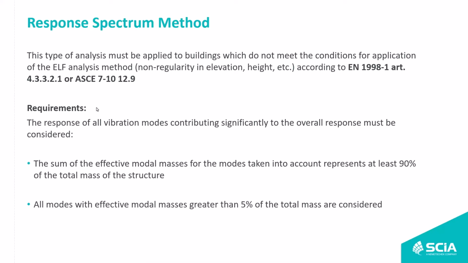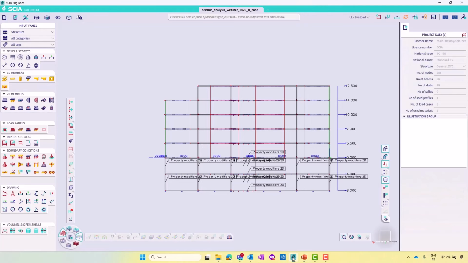What this means in practice is that the sum of the effective modal masses for the modes taken into account should represent at least 90% of the total mass of the structure. Put otherwise, we can say that all modes with effective modal masses greater than 5% of the total mass should be considered. They are quite equivalent descriptions. So, how to enable the response spectrum method for seismic analysis in SCIA? Let's go back to the software to see it directly.